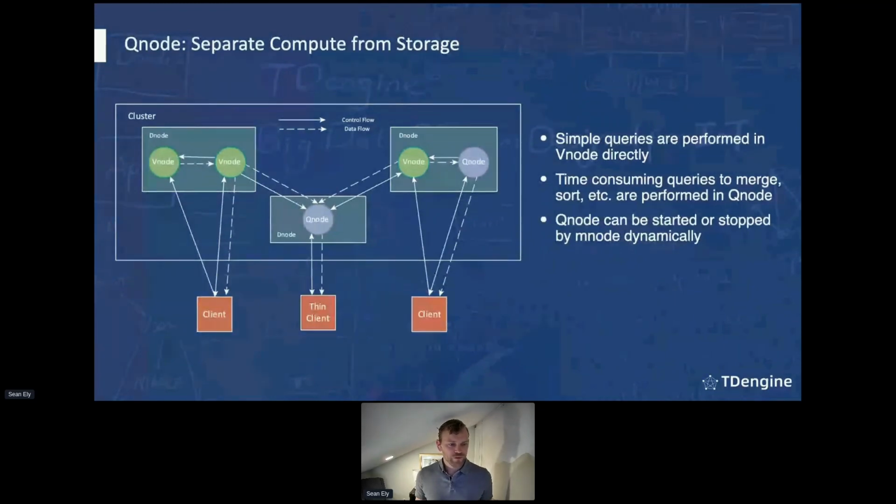In separating the compute from the storage in the virtual nodes, the newest version of TDengine introduces a query node. For simple queries like select all, sum, or count, the data is returned from the virtual node directly. More time-consuming queries, such as merging, sorting, and aggregating, are performed in the query nodes. Query nodes are dynamically started and stopped by the management node. This separation of compute and storage reduces the impact on performance when complicated queries are run and enables TDengine to ensure a short latency.